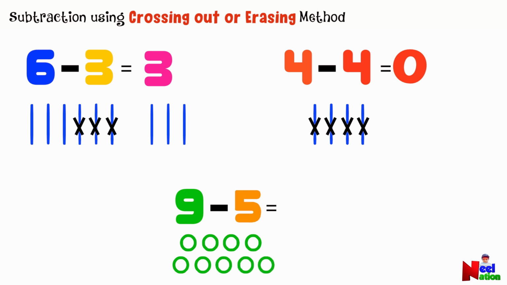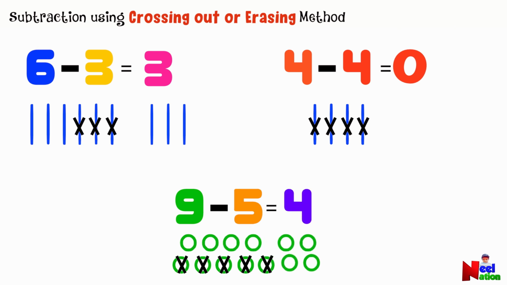Now, we need to take away 5 circles. Let's cross out 5 circles one by one. 1, 2, 3, 4, 5. All crossed out. Now, how many circles are left?